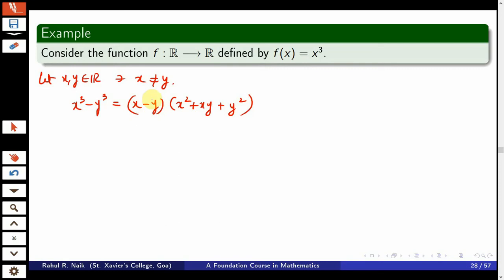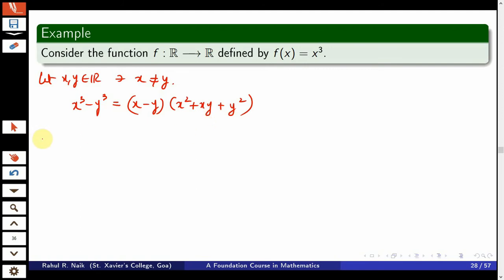Now we know that this x minus y will never be equal to 0, since x is not equal to y. So this will be equal to 0 provided this x square plus xy plus y square is equal to 0, and this is not equal to 0 if this is not equal to 0. So that's how we would prove.